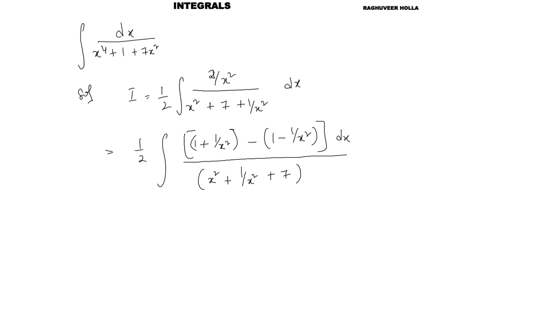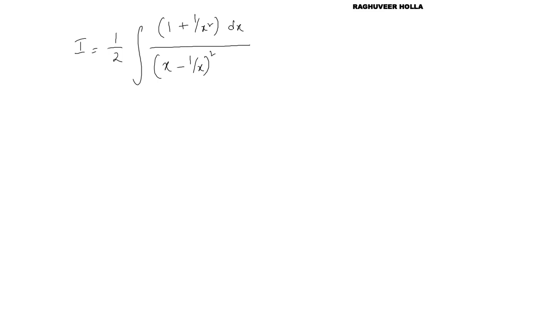Further, this is 1 by 2 integral (1 plus 1 by x²) dx divided by (x minus 1 by x) whole square plus 9, minus 1 by 2 integral (1 minus 1 by x²) dx divided by (x plus 1 by x) whole square plus 5.